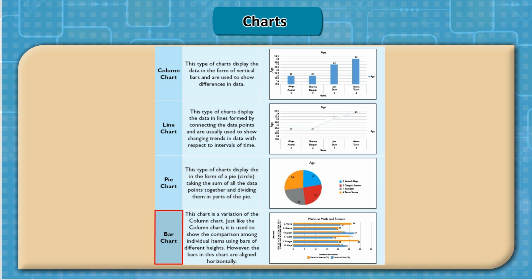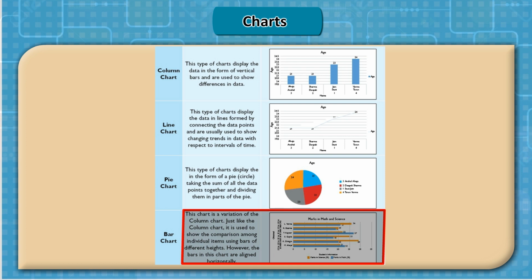Bar chart. This chart is a variation of the column chart. Just like the column chart, it is used to show the comparison among individual items using bars of different heights. However, the bars in this chart are aligned horizontally.